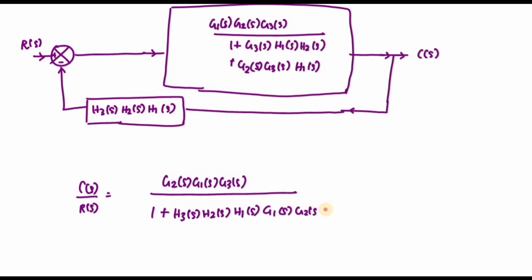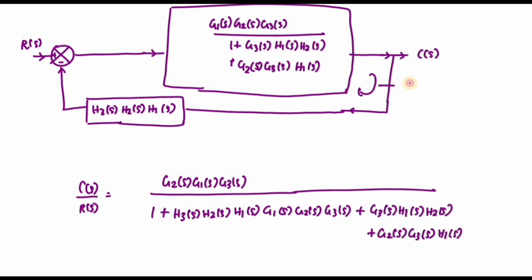H1 of S, G1 of S, G2 of S, G3 of S, plus G3 of S, H1 of S, H2 of S, plus G2 of S, G3 of S, and H1 of S. Okay, so this is the final equation. Okay, as these two are forming a loop, since it is minus, I am going to take it as plus. Okay, so this I am applying with the help of the A divided by 1 plus A beta formula.